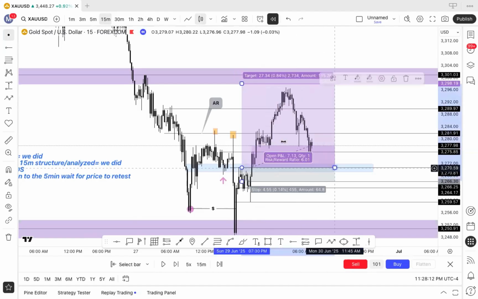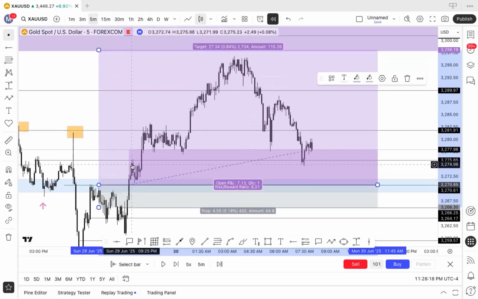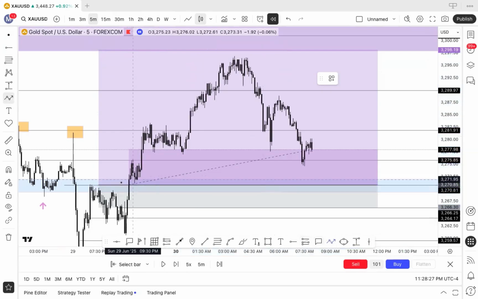If you entered slightly early on the 5 minute when you saw price approaching your zone, right? When price approached here, even this area, this is perfect. Market execute, this is close to the previous high, right? You don't need it to be so perfect that it taps this line at 3270.85 exactly. No, you don't need that. As long as you're in the area, that is great. You should be proud of that. Okay.